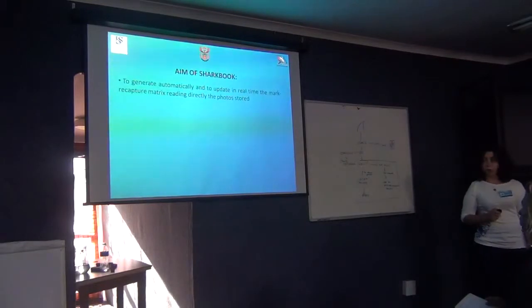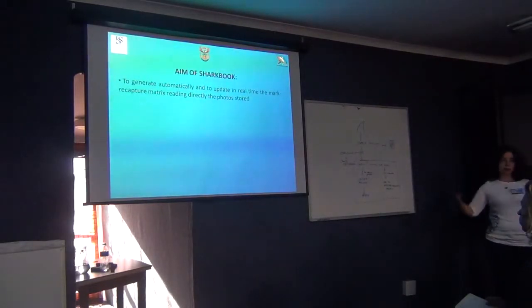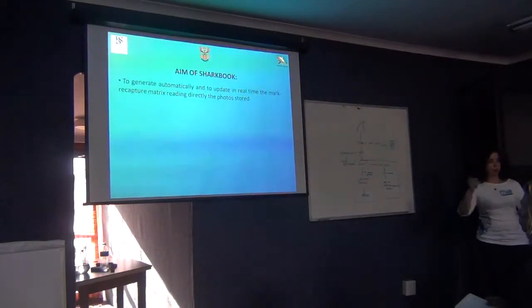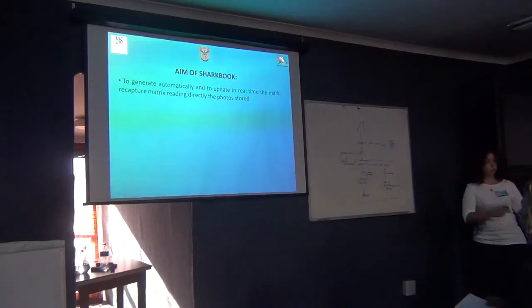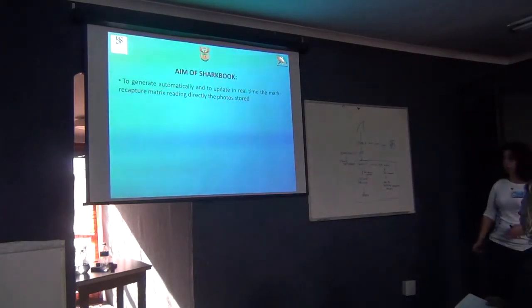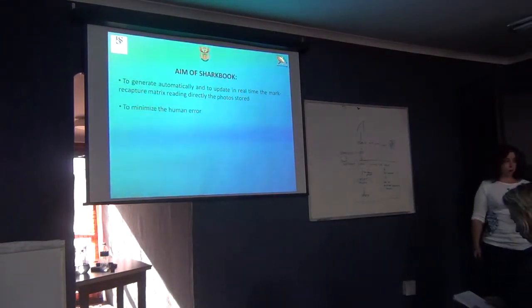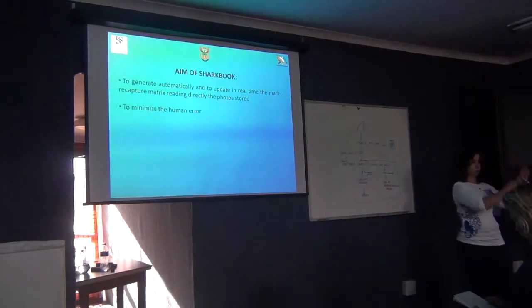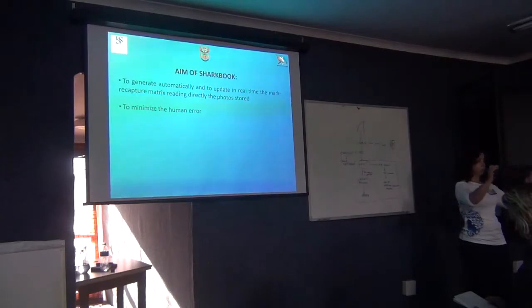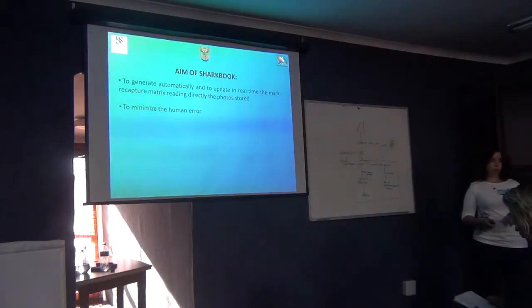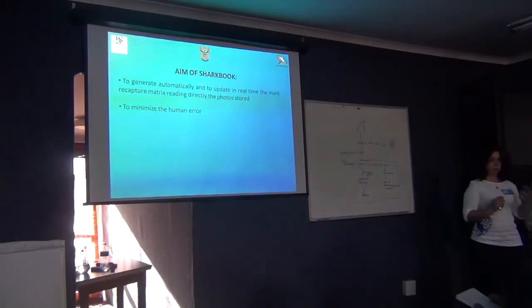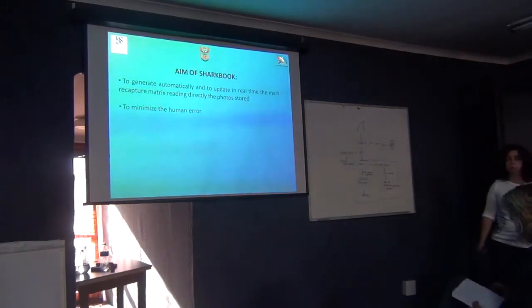The aim of this program will be to automatically generate our mark-recapture metrics from the photos we took, from our data. That will minimize the human error, because I can promise you, when you work with 400 rows and 400 columns, trying to put your one in between a lot of zeros, you might get confused and have to double check many times. So if that can be done by a program, it makes life easier and will decrease our human error.